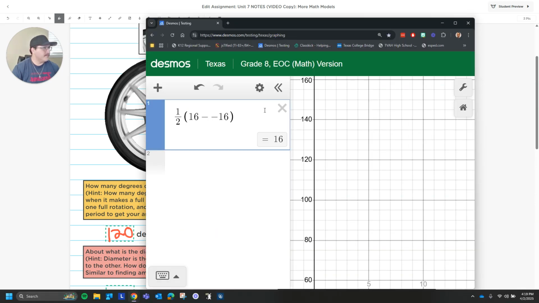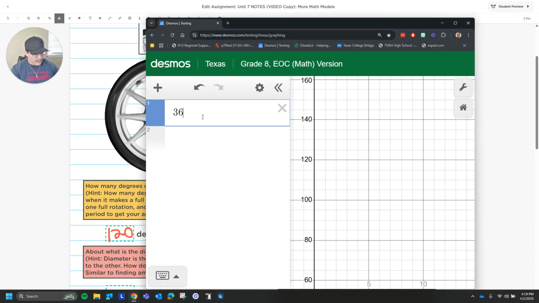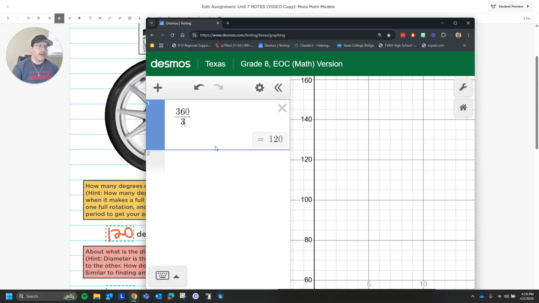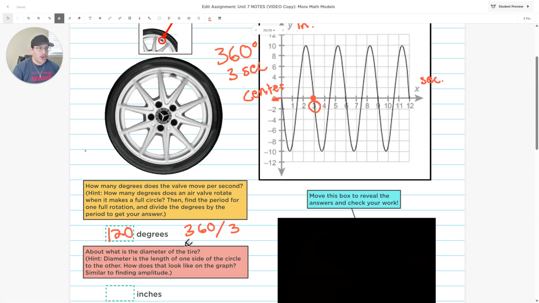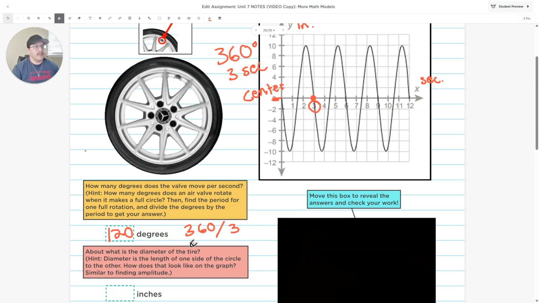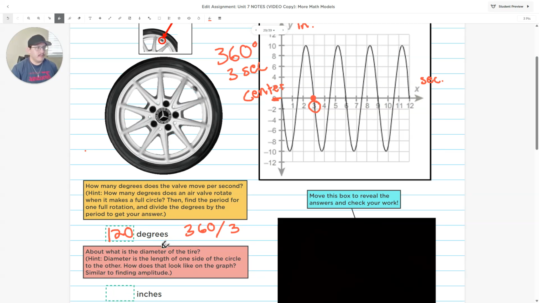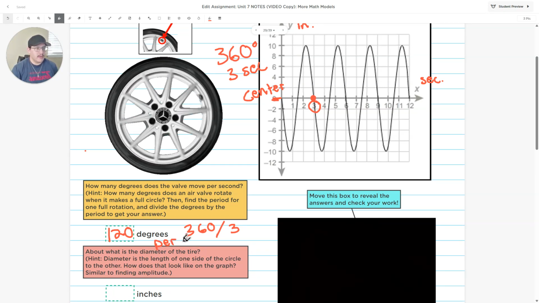There it is. So 360 divided by 3, 120 degrees. That means it's moving at 120 degrees per second. Per second. I should have written that right here.